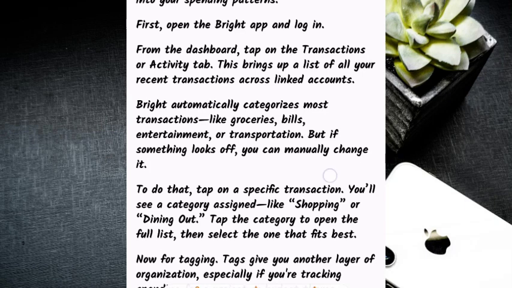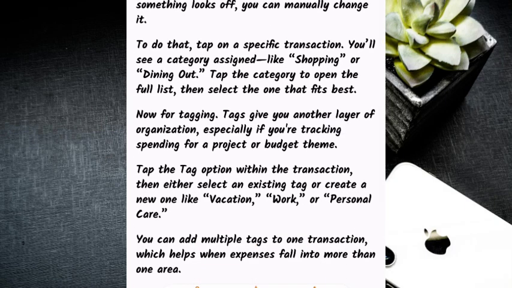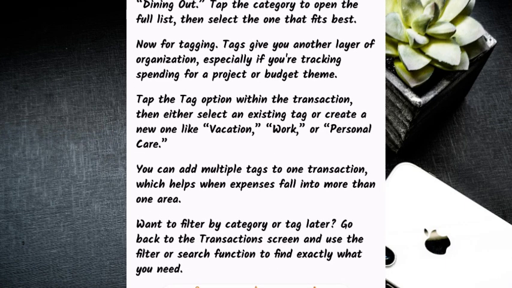Now for tagging. Tags give you another layer of organization, especially if you're tracking spending for a project or a budget theme. Tap the tag options within the transaction and then either select an existing tag or you can create a new one like vacation, work, or personal care. You can add multiple tags to one transaction, which helps when expenses fall into more than one area.